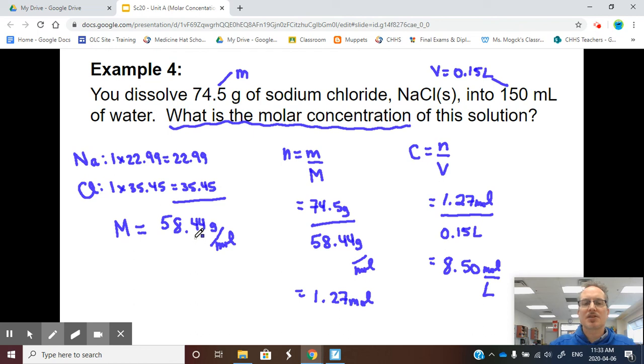Again, 8 marks. Work, answer for molar mass. Formula, substitution with units, answer. Formula, substitution with units, answer.